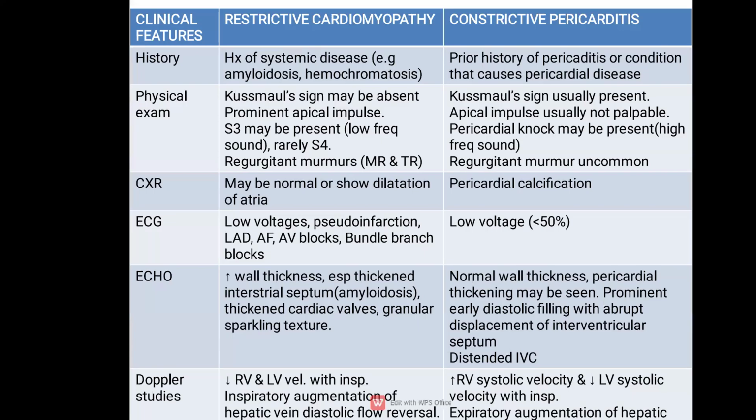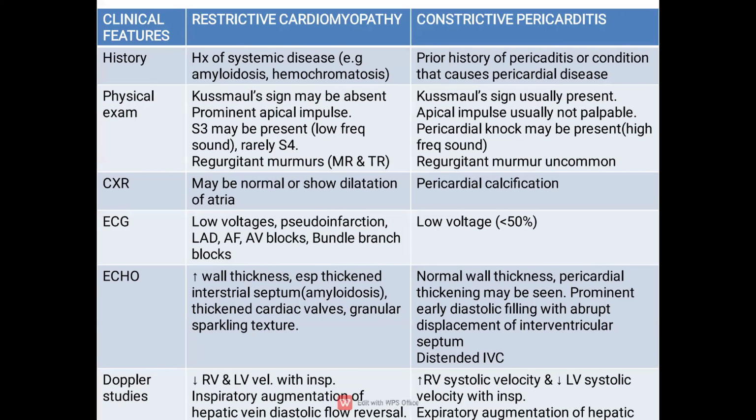Starting with the history, in the case of restrictive cardiomyopathy, one could get a history that suggests amyloidosis or iron overload, hemochromatosis. Whereas in constrictive pericarditis, there may be a prior pericarditis or any condition that could have led to pericardial disease. On physical examination, Kussmaul sign may be absent in restrictive cardiomyopathy, but is usually present in constrictive pericarditis. One could have a prominent apical impulse in restrictive cardiomyopathy, which is usually not palpable in constrictive pericarditis. Then there could be a third heart sound or a fourth heart sound.